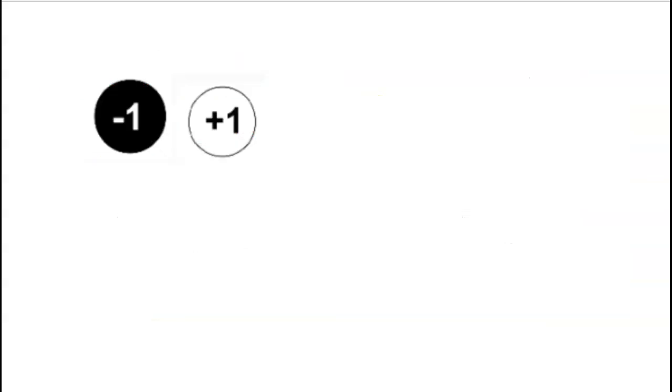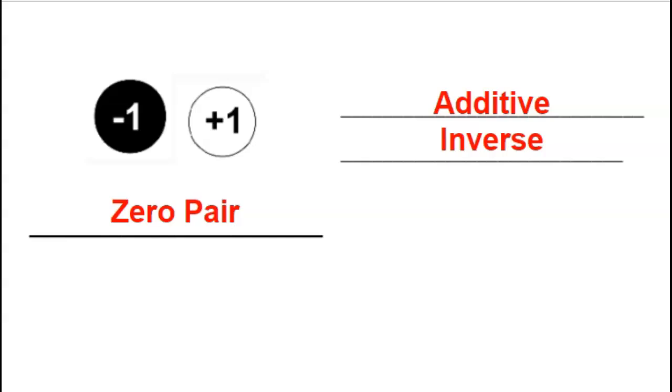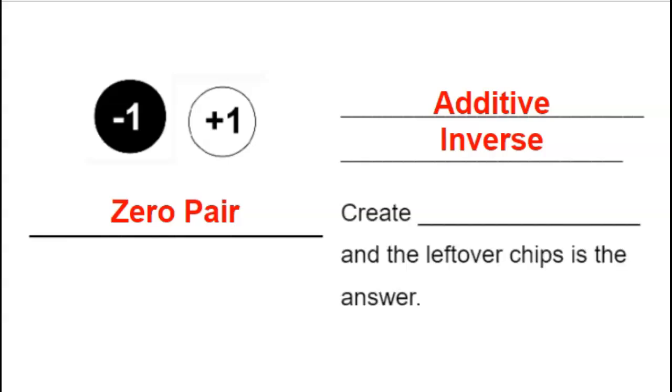Likewise, with our addition, if we have a positive and a negative, that is a 0 pair. And again, your 0 pair is an additive inverse. However, if we create 0 pairs, then the leftover chips will be our answer.